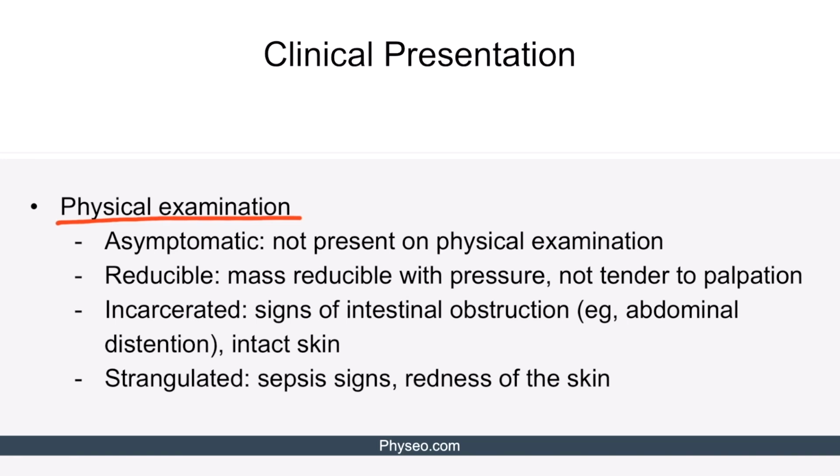This may present with signs of intestinal obstruction, such as abdominal distension. Also, it is important to remark that the overlying skin remains intact. However, the reduced venous blood flow leads to swelling of the hernial contents. As the edema grows, the arterial blood flow can become compromised, leading to strangulation of the hernia. Thus, a patient who has a strangulated hernia presents with signs of sepsis, such as tachypnea and tachycardia, as well as redness of the skin.